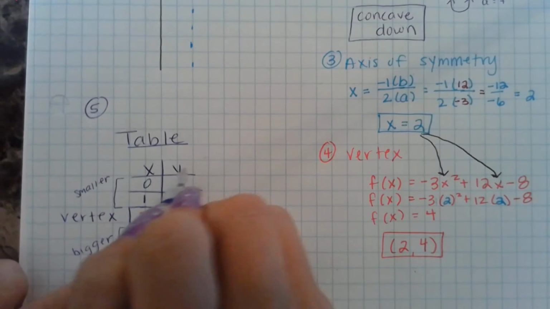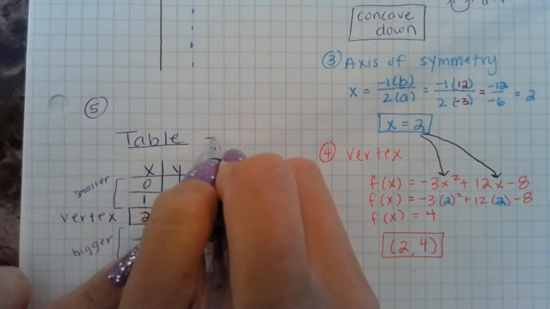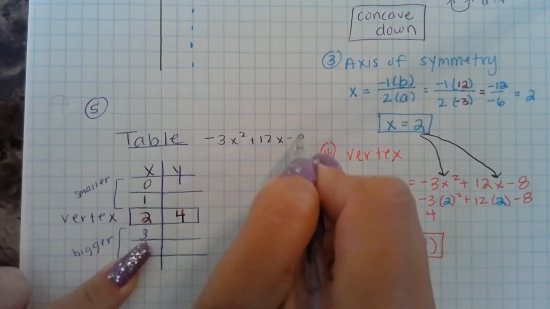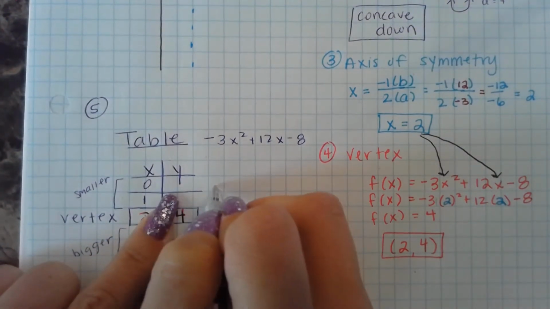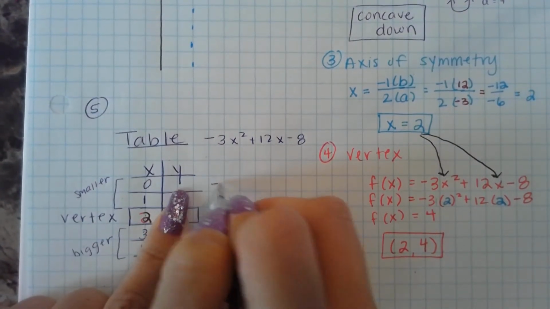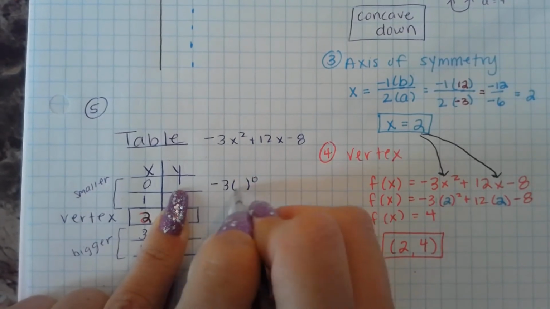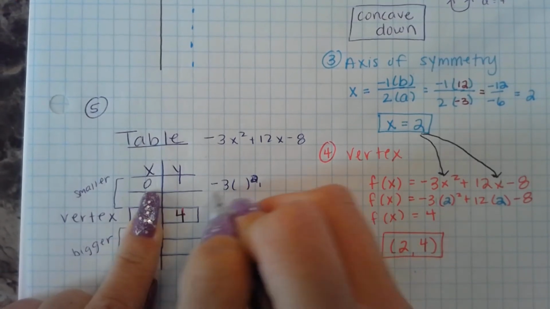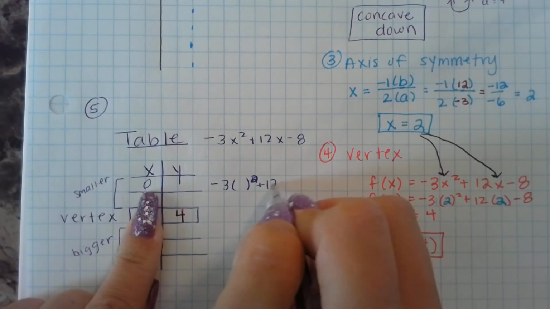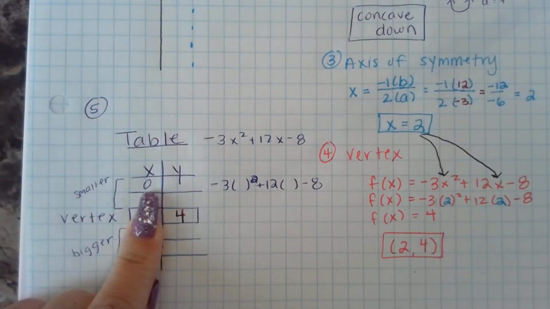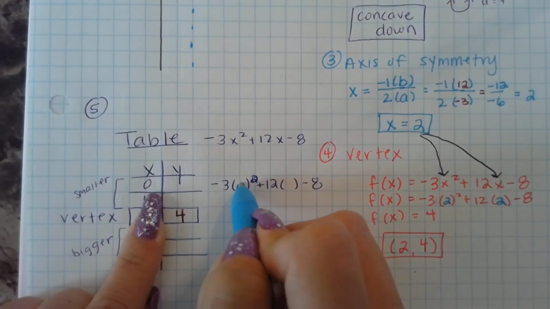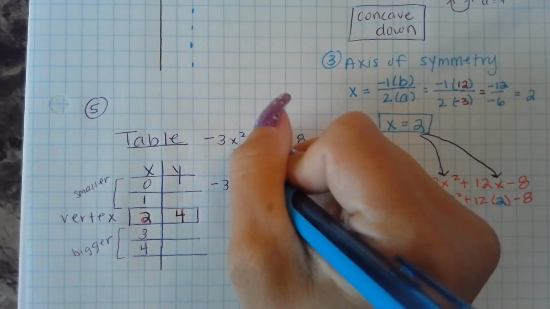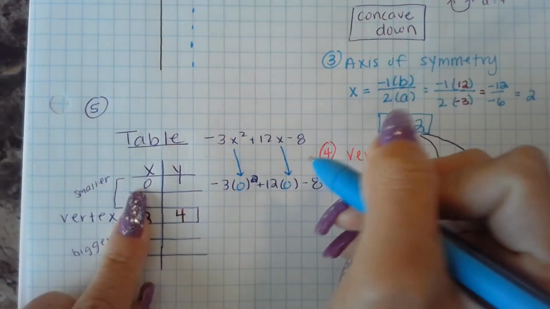So our equation is, I'm going to write it right here, negative 3x squared plus 12x minus 8. Okay, so all we're doing is we're trying to find our y, so we're going to say negative 3 times whatever x is going to be, 0. Let me put the square, it's like 3 times 0 squared plus 12, and I'm putting the parentheses in so you know where I'm pulling everything from. So negative 3 times 0 squared plus 12 times 0 minus 8. Okay, so these are where the x's are, and this is your new x.